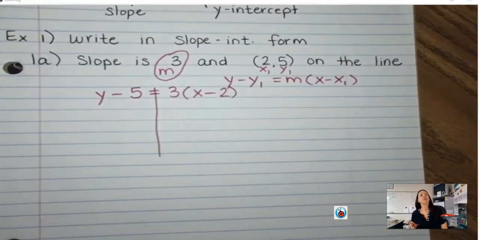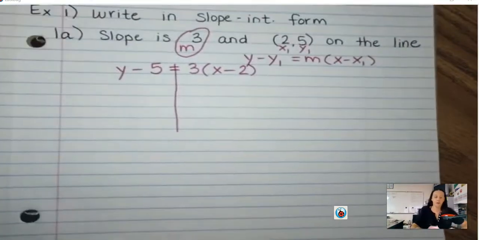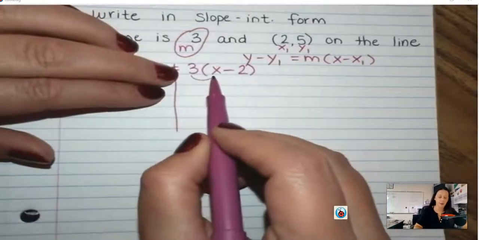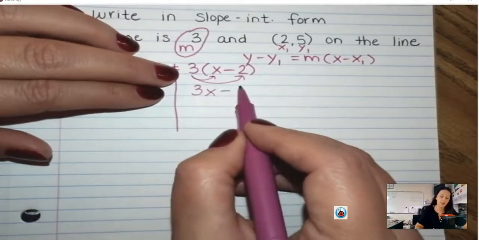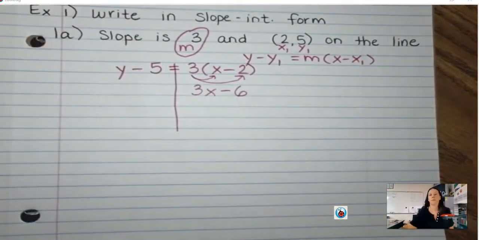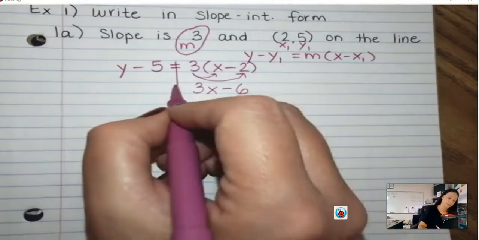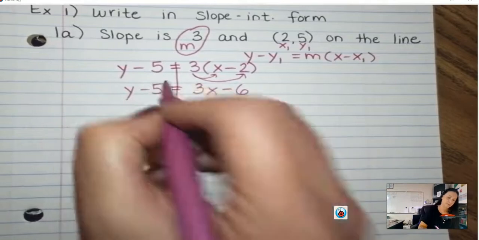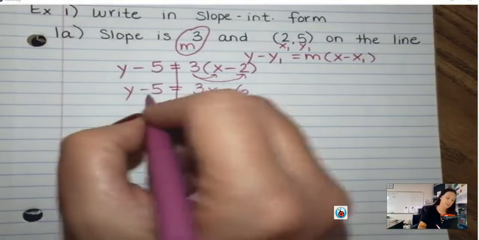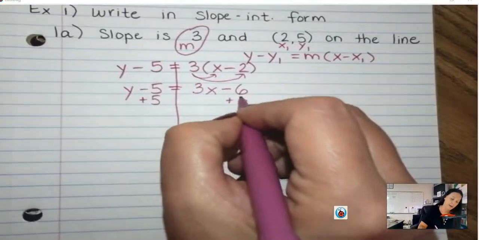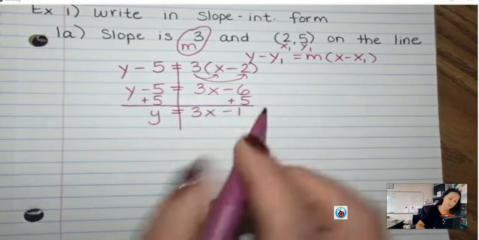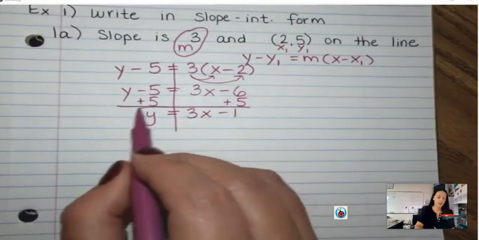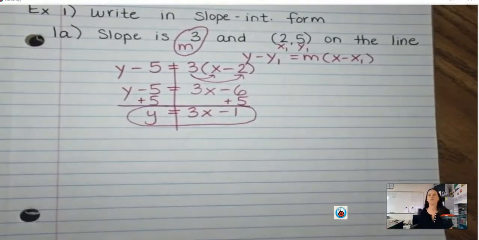And now I'm just going to convert this into slope-intercept form. We did this in your notes on Monday. The first thing we always look for is distributive property. 3 times x is 3x. 3 times negative 2 is negative 6. And then the last thing we do is get rid of the constant. So add 5 and add 5. And now it's in slope-intercept form. y equals 3x minus 1.